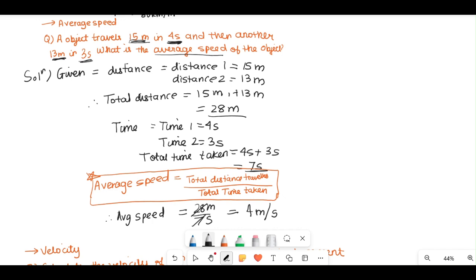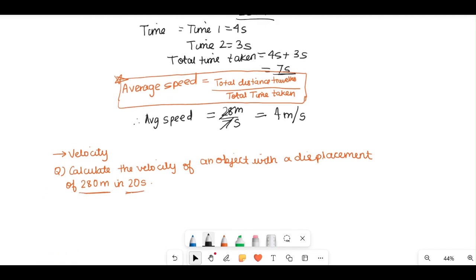I hope this question was clear to you. What we have done in this question, we have added distance 1 and distance 2 to obtain the total distance. Then we have obtained the total time by adding time 1 and time 2. Then we have used the average speed formula, that is total distance upon total time taken. So we have obtained the answer as 4 after calculating.